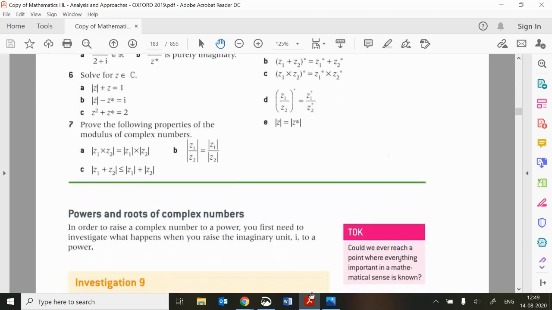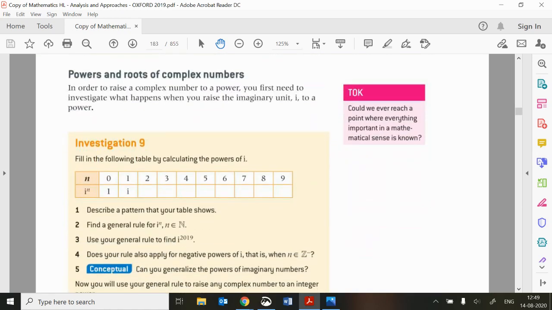Okay, right, well, that's a lot of stuff in one exercise. Next time around, we're dealing with powers and roots of complex numbers, but good luck with the exercise.